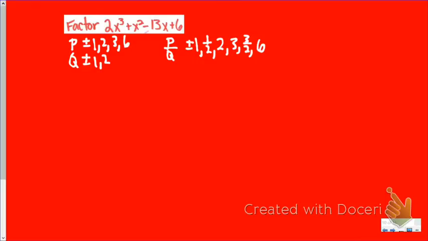Alright, so what we do is we pick one of these numbers to start off with, and that's going to go in the box in synthetic division. So let's start with a positive 1. I'm going to write my coefficients. Here's 2, 1, -13, and 6.